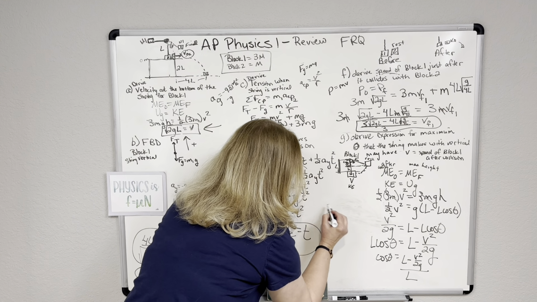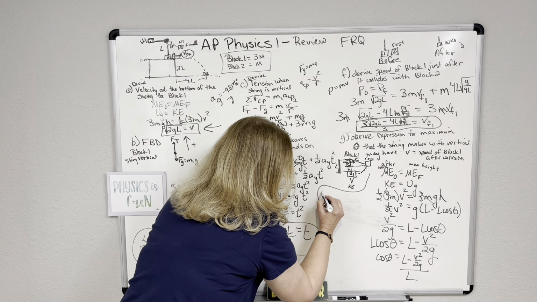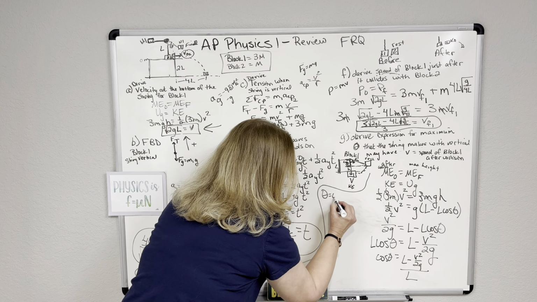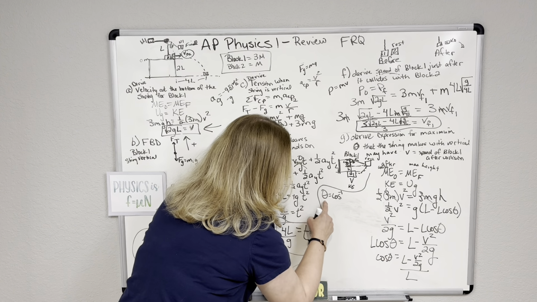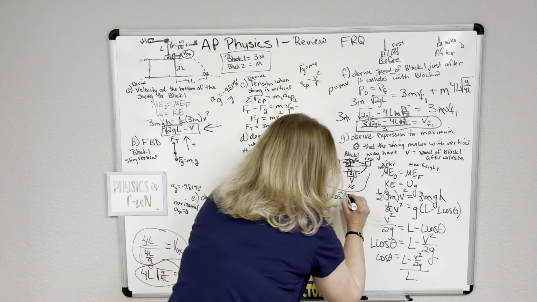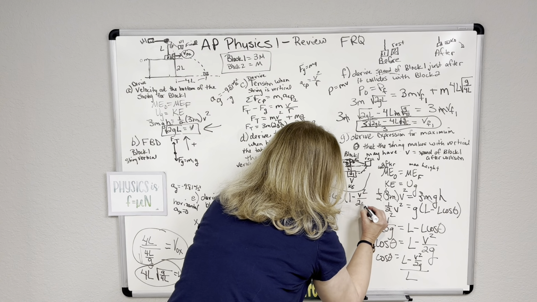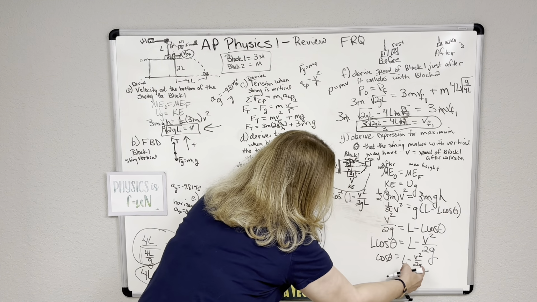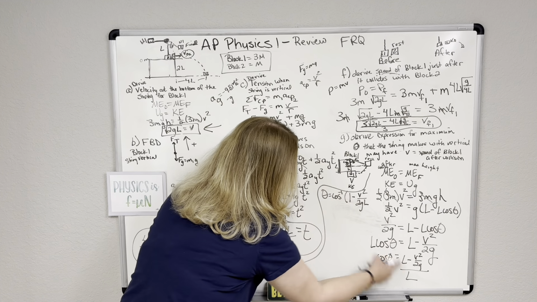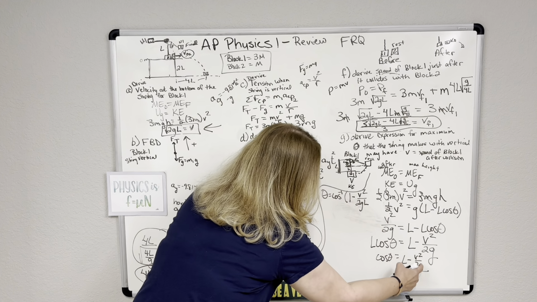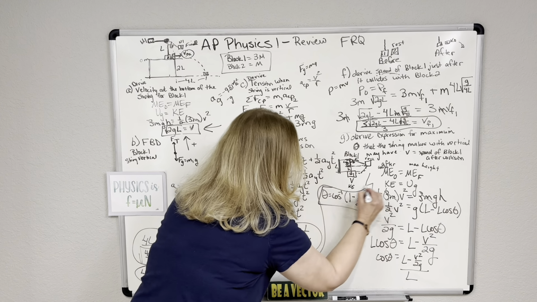I am really running out of room on these free response questions. Theta is going to be cosine inverse, because I have to get theta by itself. L divided by L is just 1. And then I have v squared over 2gL. The L got divided into both of these expressions. L divided by L is 1, and then I have v squared over 2gL now. And that is my expression for theta.